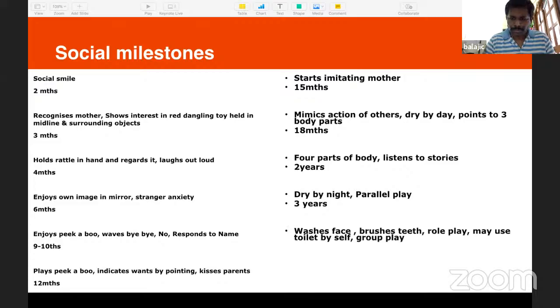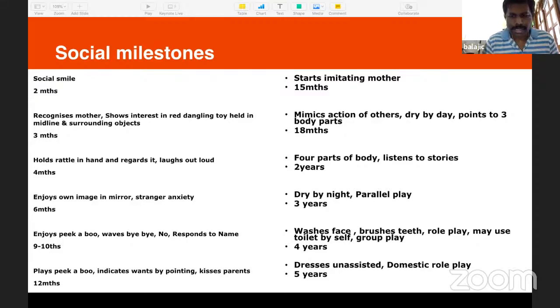And they wash their face, brush their teeth, and may use the toilet by themselves, and do group play. So they are independent, they're ready for going to school. So by 4 years. Okay, and finally they dress unassisted and do domestic role play by 5 years. So they do some role play, helping out the mother by 5 years.